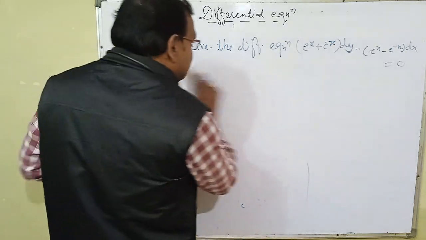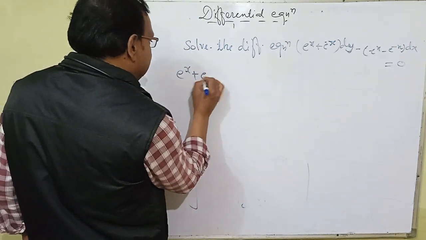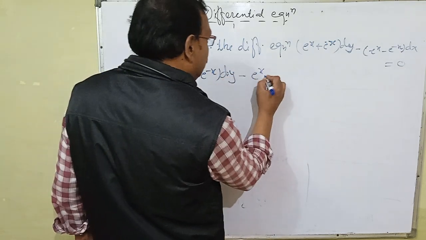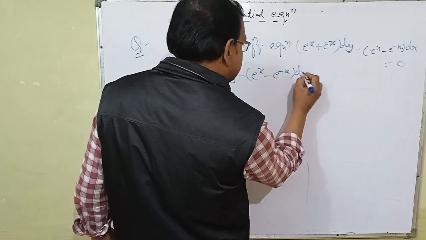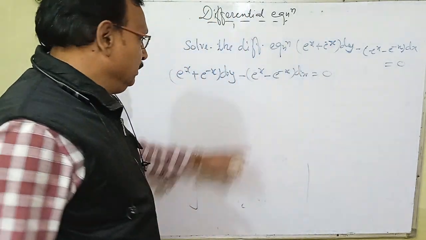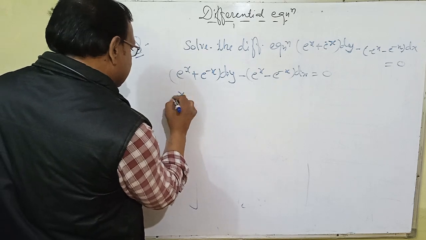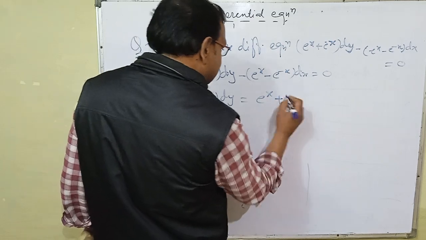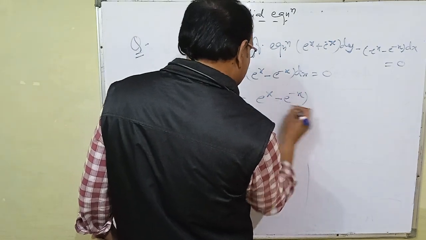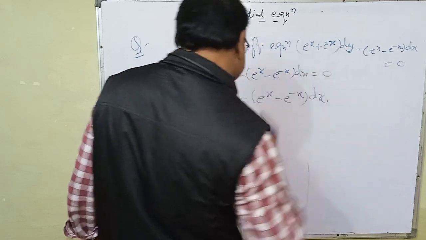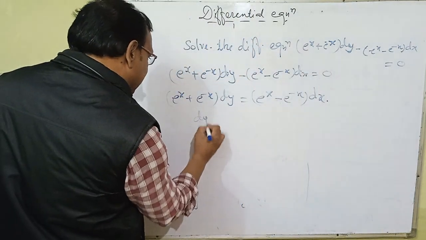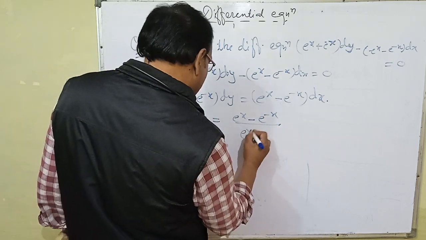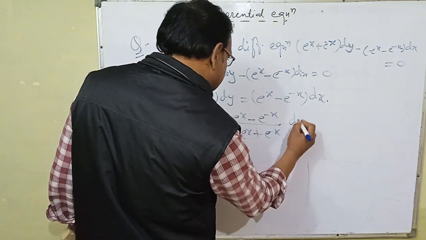Now we come to our question. (e to the power x plus e to the power minus x) dy minus (e to the power x minus e to the power minus x) dx is equal to 0. By transposition, we get (e to the power x plus e to the power minus x) dy is equal to (e to the power x minus e to the power minus x) dx. Again, dy is equal to (e to the power x minus e to the power minus x) upon (e to the power x plus e to the power minus x) into dx.